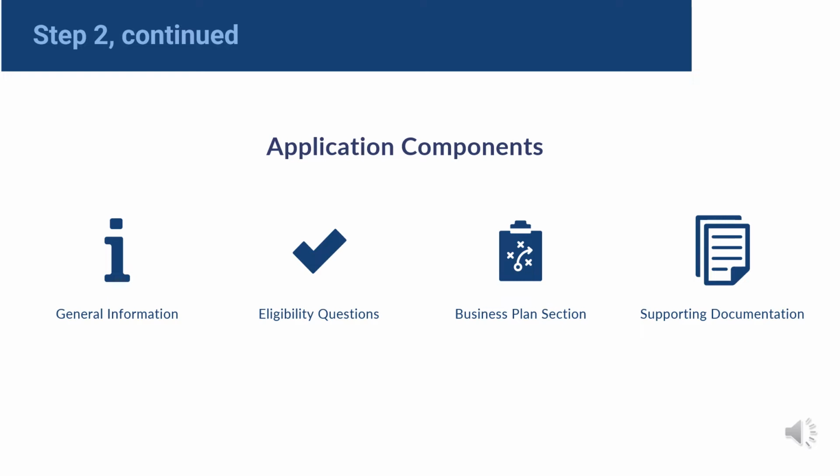The final step is supporting documents and information. For existing businesses, you'll need to upload your business returns from the last 3 years. If you are not in business currently, please provide your personal returns for the past 3 years. For sole proprietors, this is your Schedule C and your 1040 tax return.